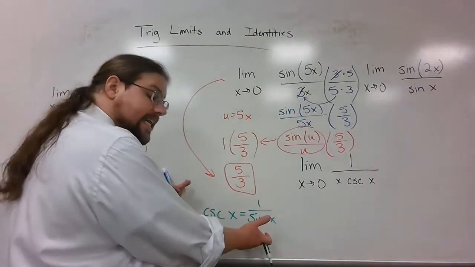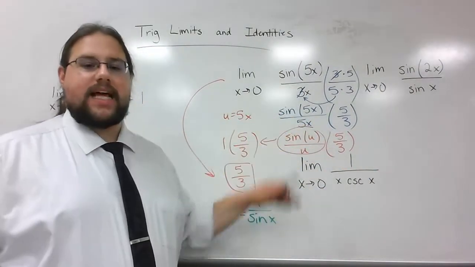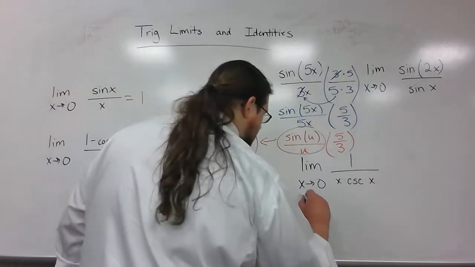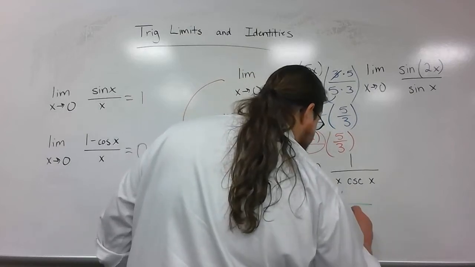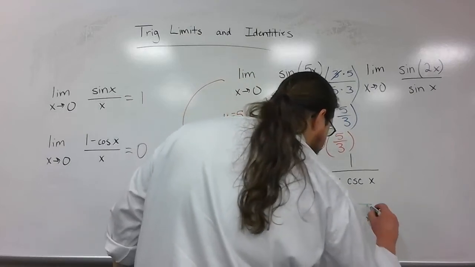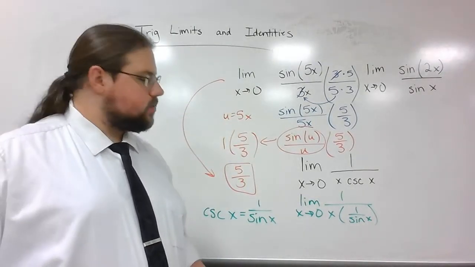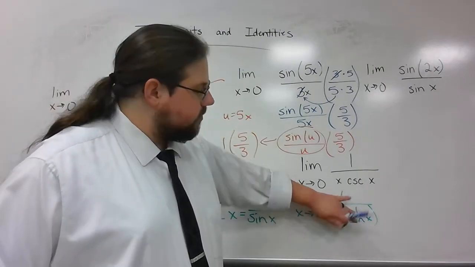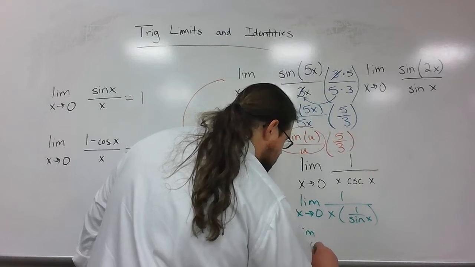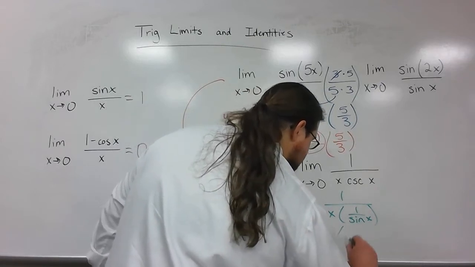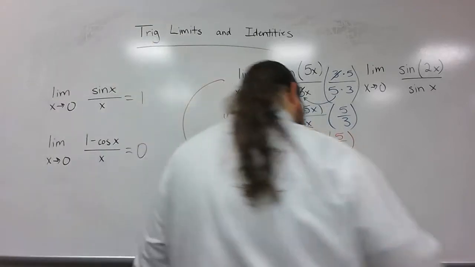I'm going to use this identity here, this fact, and I'm going to try to rewrite this ever so slightly so that it makes more sense to me. So here I go. I'm going to do the limit as x approaches 0 of 1 over x times 1 over sine of x. Now, hopefully you guys know that when you divide by a fraction, you're essentially multiplying by the reciprocal. So here's what I'm going to do. I'm going to multiply by the reciprocal of this out front. So it's going to become the limit as x approaches 0 of 1 over x times sine of x over 1. All right, I'm going to go ahead and multiply.